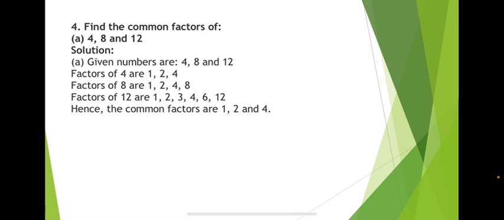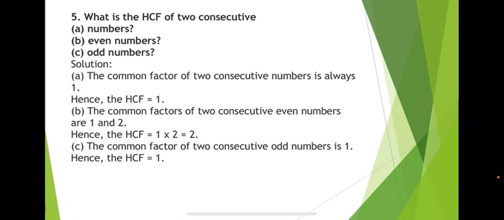Now we have to find the common factors among the 3 numbers. So, common factors are 1, 2 and 4. So, the common factors of 4, 8 and 12 are 1, 2 and 4. Let us move to the next question.